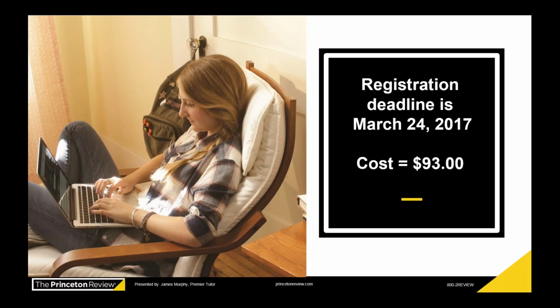The deadline for registration is March 24th. The cost for the exam is $93. At some schools, they'll help you pay that cost. If you are eligible for a fee waiver, even more so, some schools will help you pay that cost. But generally speaking, in most schools, you will need to pay the cost of the exam yourself.